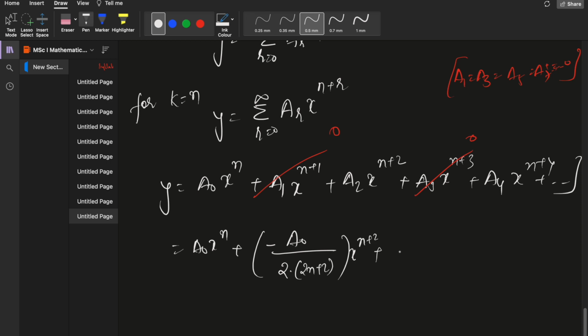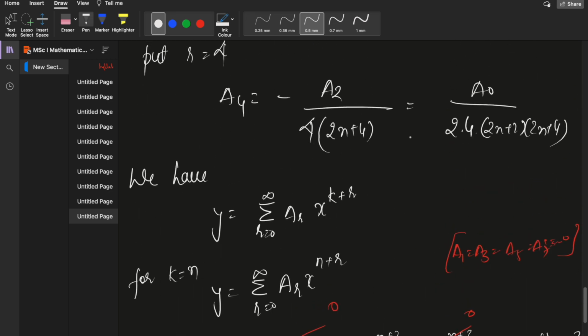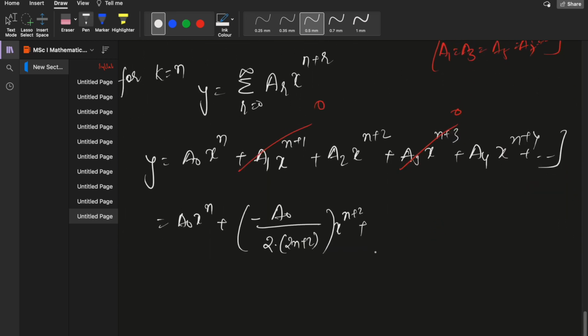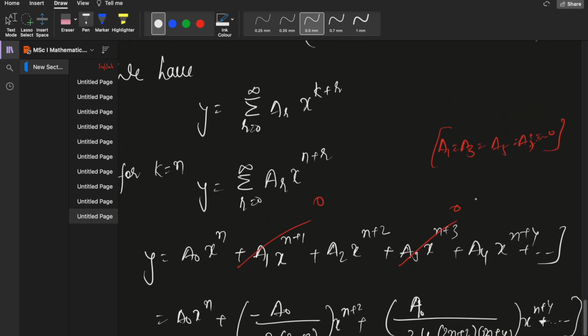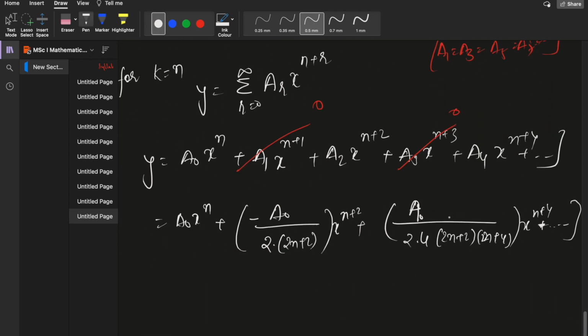Then after that, a4 in terms of a0 is plus a0 upon 2 times 4 times (2n plus 2) times (2n plus 4) x to the power n plus 4, minus and so on. Good. So this series goes on.